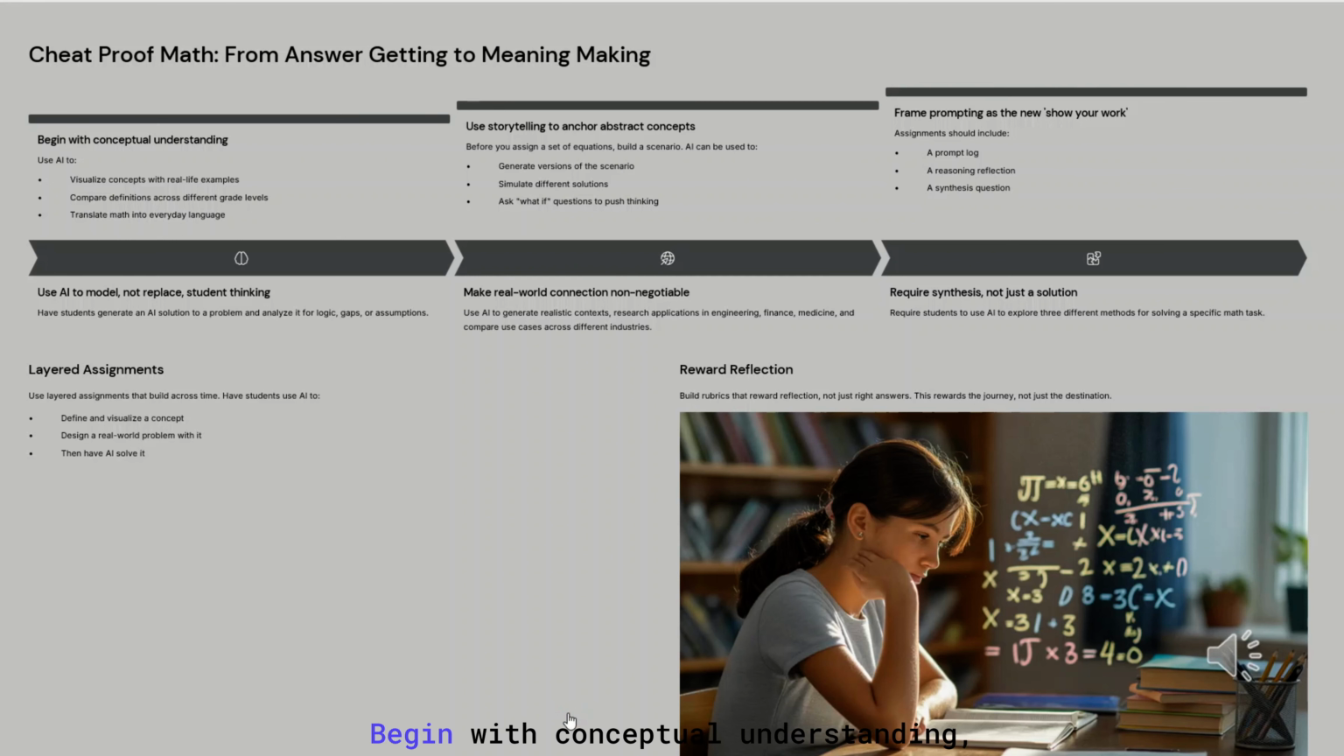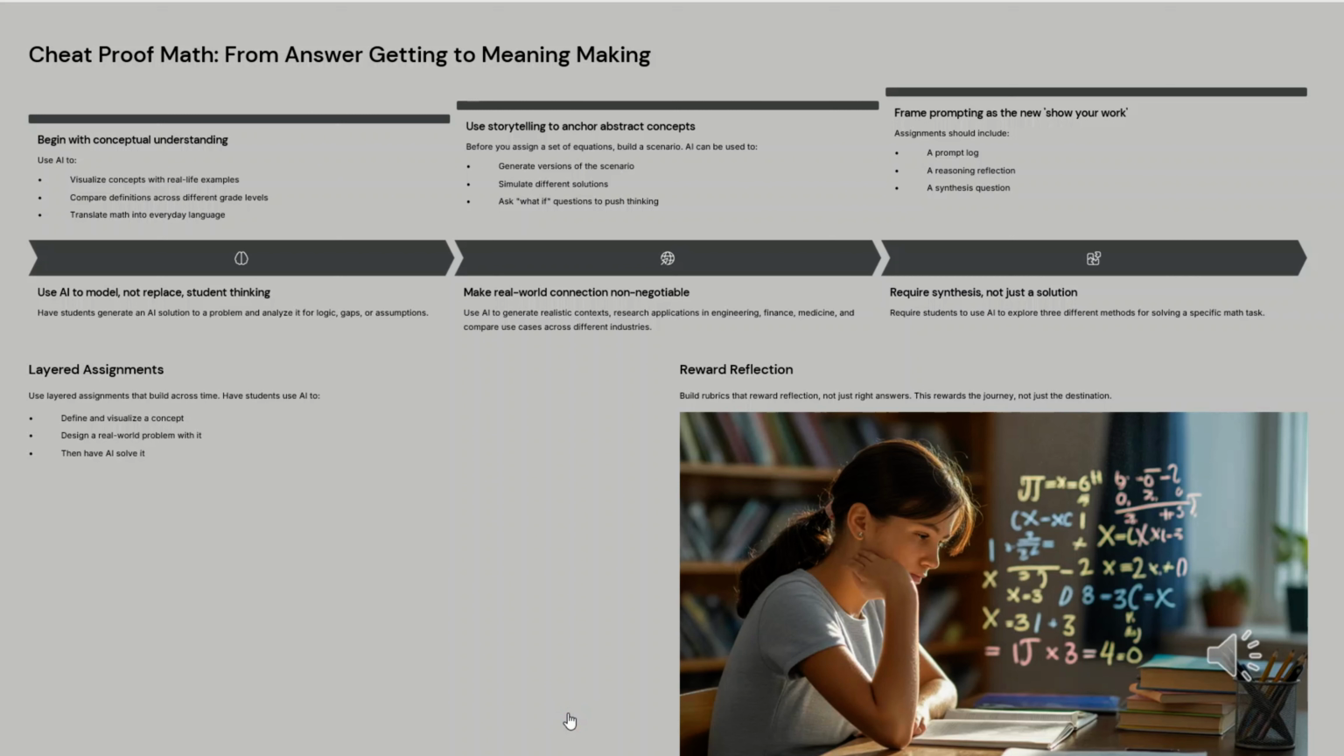Step 1. Begin with conceptual understanding, not steps. Before students solve, ask them, what is this concept about at its core? What does this operation represent? Where have you seen this in the real world or in another subject? You can ask them to use artificial intelligence to visualize concepts with real life examples, compare definitions across different grade levels, translate math into everyday language, explain ratios using pizza slices and friends. When AI is used this way, it becomes a bridge into meaning, and that matters more than the method.